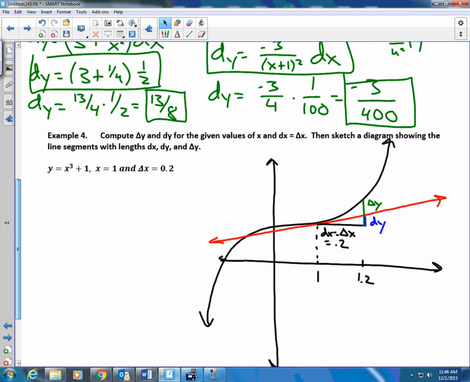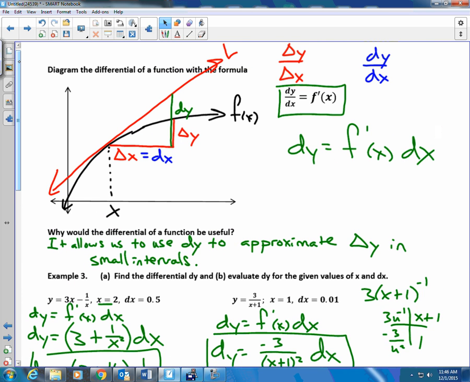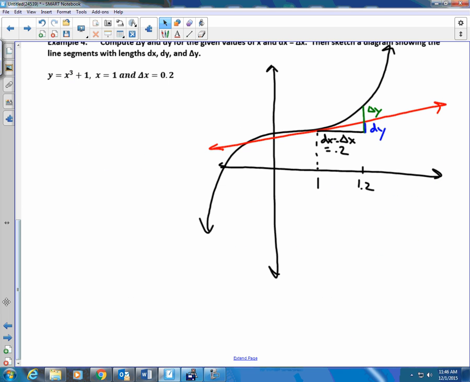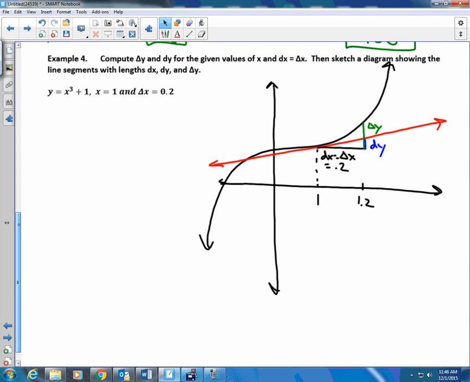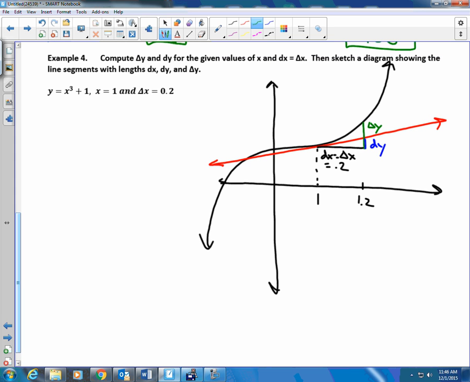Look at what we did up above. Delta y is to the function, dy is to the line. Now some people say, well, dy could be the longer one. Not necessarily. This is an overestimate here. This is an underestimate here, and so we'll talk about that. So we sketched it. Now we want to compute delta y and dy. I'll start by doing delta y. Delta y is the change in the y values, y2 minus y1.